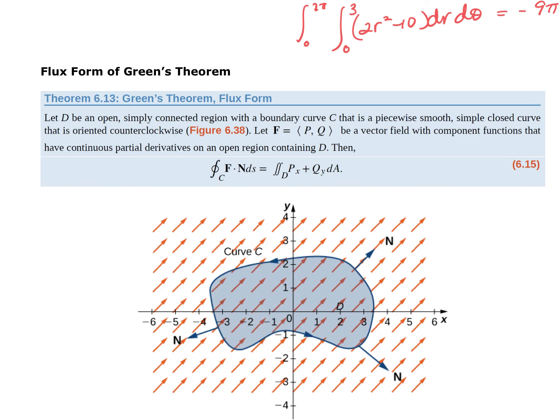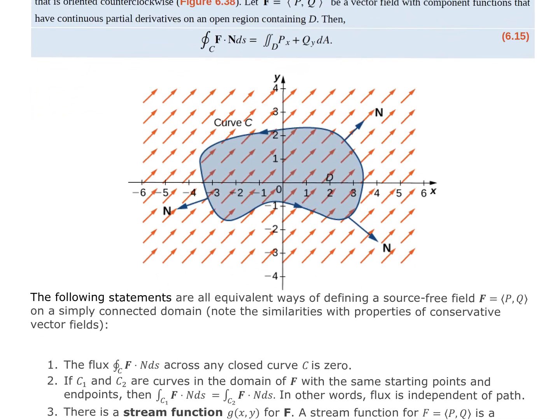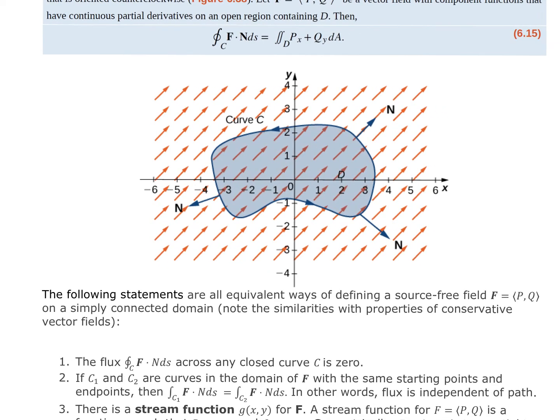Here's an example visually of what's going on. Let me just lock the screen in here again. So you can see here is my region D. Here are my normal vectors. Here's my curve C. Here's my vector field. I am going counterclockwise.